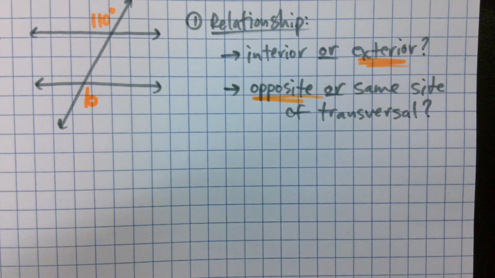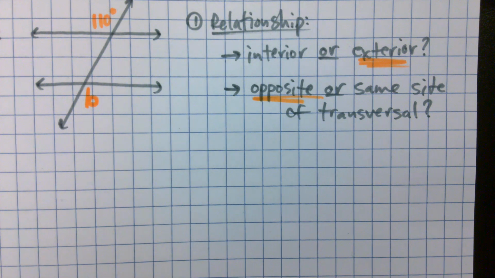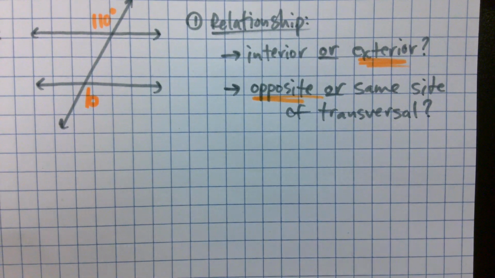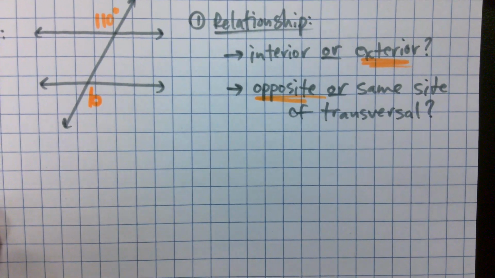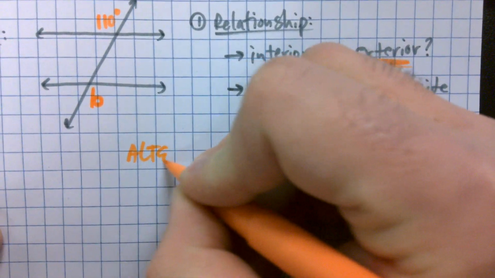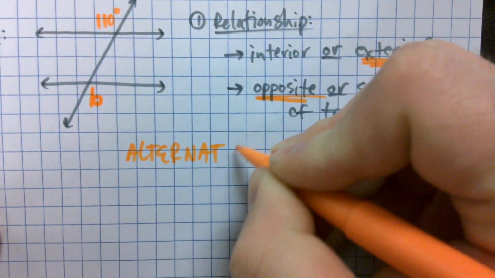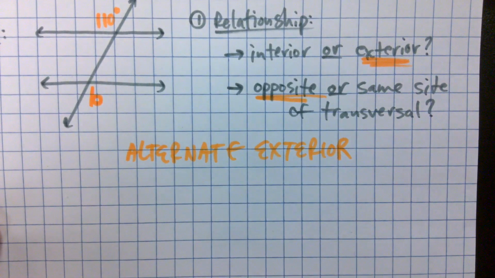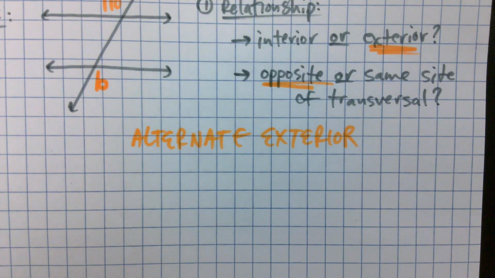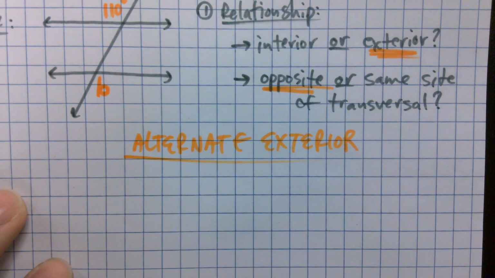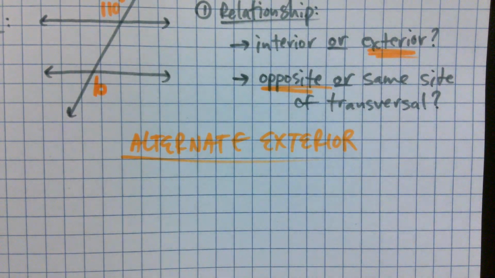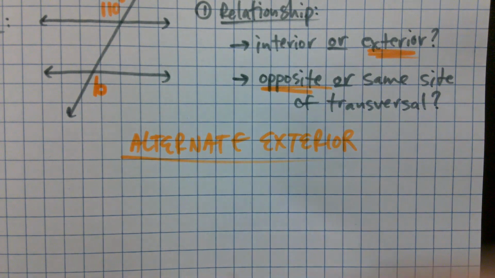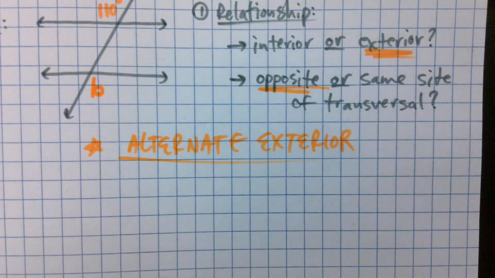I shouldn't have wrote opposite. That's my bad for confusing you. But it means the same thing as opposite. It starts with an A. Alternate exterior. They should just be called opposite exterior, but whatever. I don't make the rules. I just teach them. Alternate exterior angles. So that's our relationship here.